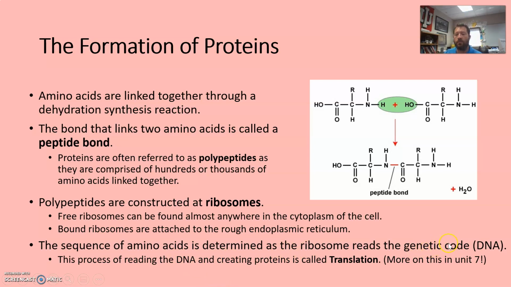And that's how we get from DNA, our genetic code, to all the things that make you you. The shape of the proteins, the type of the proteins, the way the proteins behave, is all determined by the genetic code. And that process going from DNA to protein is called translation. We talk about that in Unit 7.